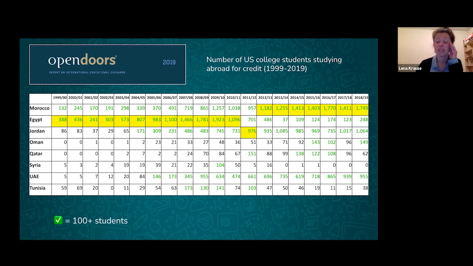Given my audience, I probably don't need to go into too much detail about some of the unfortunate political shifts that caused these transitions over the last decade plus, but Egypt was the leader for a very long time, housing a lot of Arabic programs. Jordan, as many shifts happened in the region, started to welcome more and more students, and programs shifted there. But since about 2011, 2012, Morocco has been the leader, welcoming almost 2,000 American students studying each year.